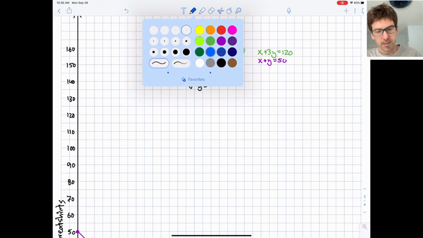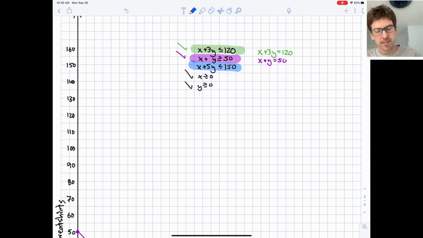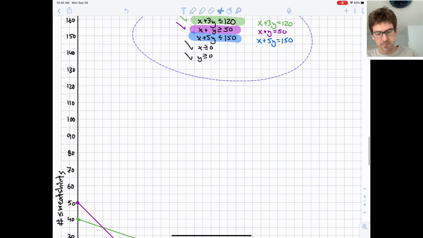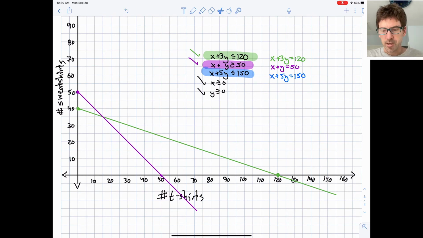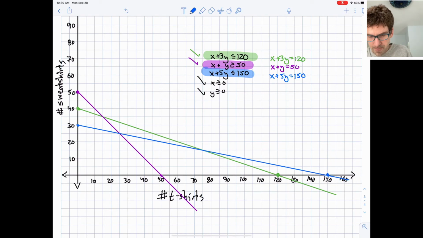And then lastly, so we got that guy. Let's do our blue one. X plus 5y is less than or equal to 150, so the boundary line is x plus 5y is equal to 150. Let me actually bring all these down so we have some easier things to work with there. Okay, so x plus 5y is equal to 150. We'll do that in blue. So if y is 0, x is 150. And if x is 0, y is 30. Okay, so we have this boundary line right here.